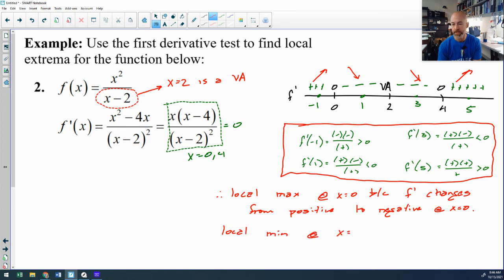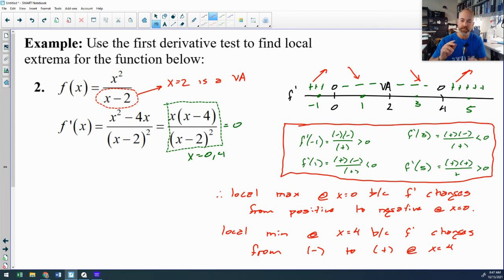at x equals 4, because at x equals 4, my derivative changed from negative to positive, because f prime changes from, and I'm going to be a little bit lazy here, negative to positive at x equals 4. And again, the number line is not supporting that. It's all of this other written work that supports it. And I'm going to keep saying that because it's very important for you to remember. Number lines don't count as work shown. So there's an example of the first derivative test.